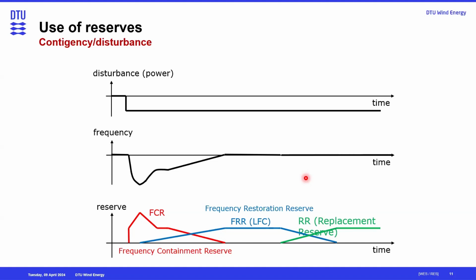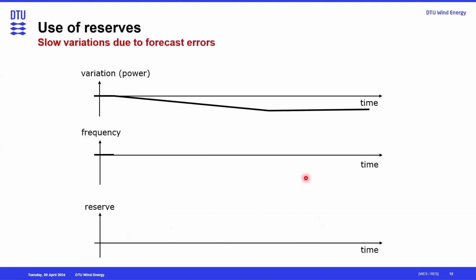So there is no frequency. It's not called frequency reserve, but it's called replacement reserve, which just replaces the frequency restoration reserve already active. But this is for a disturbance.